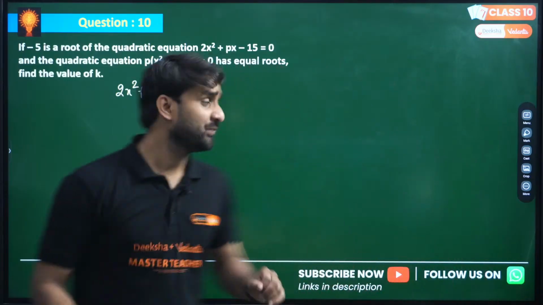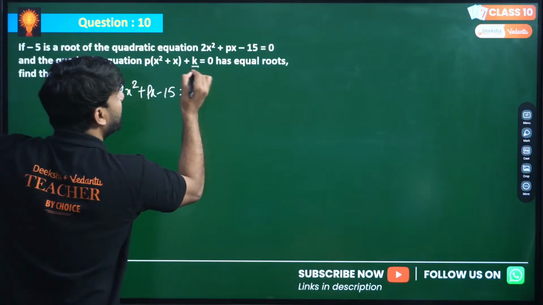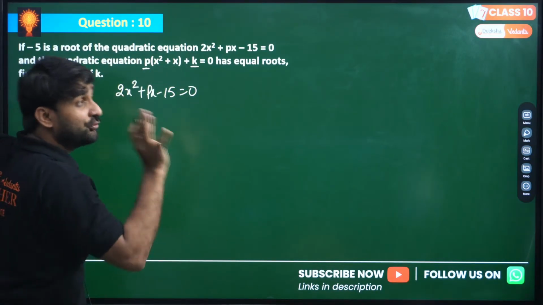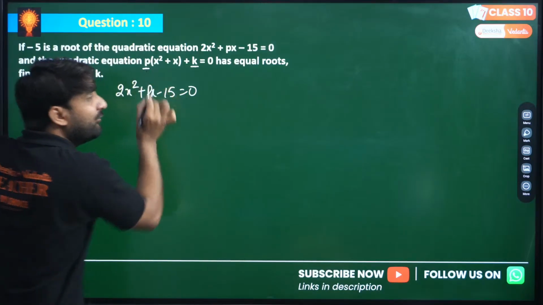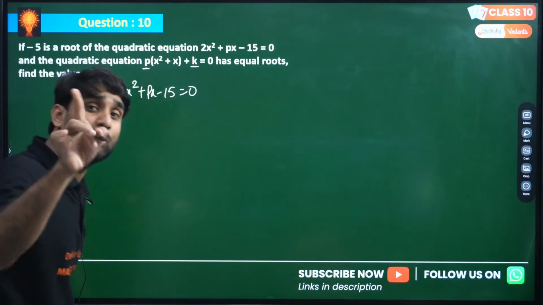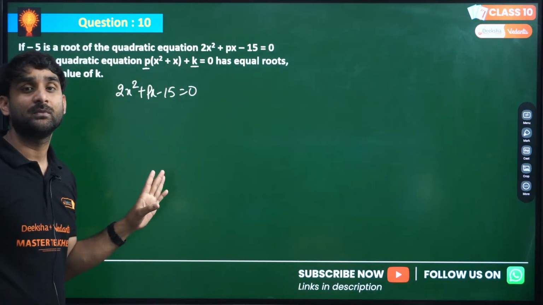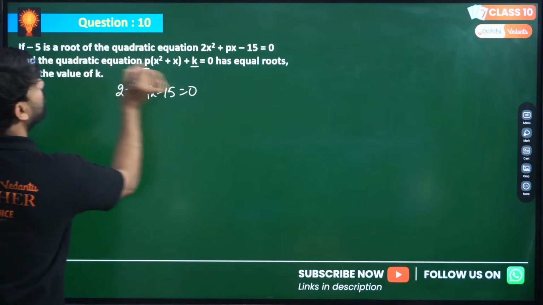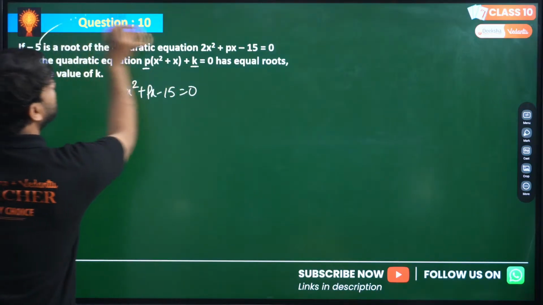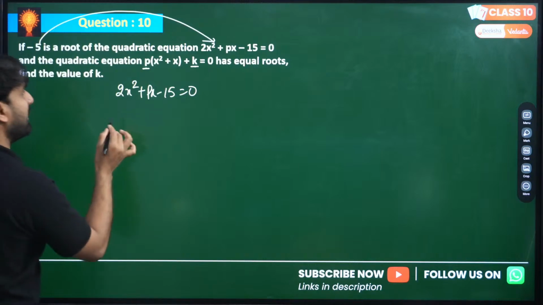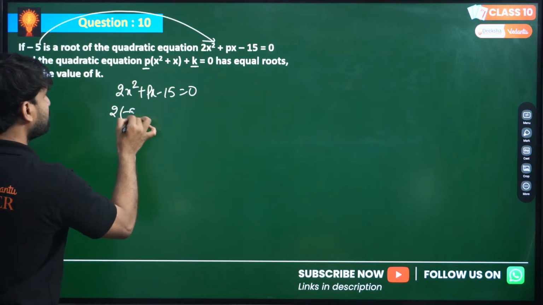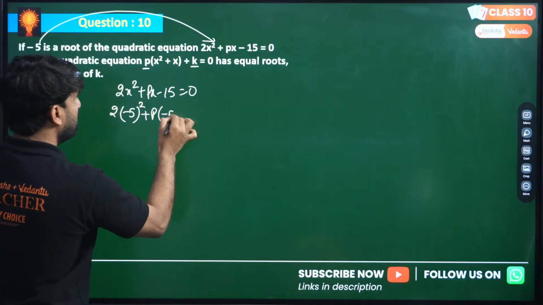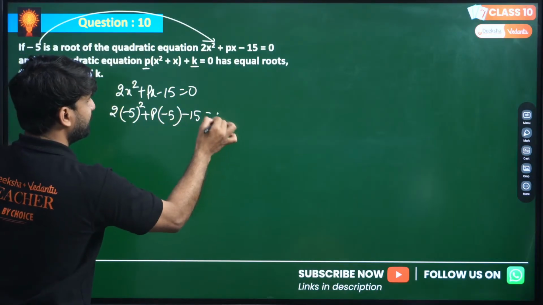Very easy question. You have to find the value of k here, but one more unknown value is here, so we cannot find the value of k. So first we have to focus on p. We have to find out the value of p, then only you can get the value of k. So how can we find the value of p? Listen, minus 5 is the root of this quadratic equation, so minus 5 will satisfy it. So put minus 5: 2 into minus 5 square at the place of x plus p into minus 5 minus 15 equals 0. Solve.